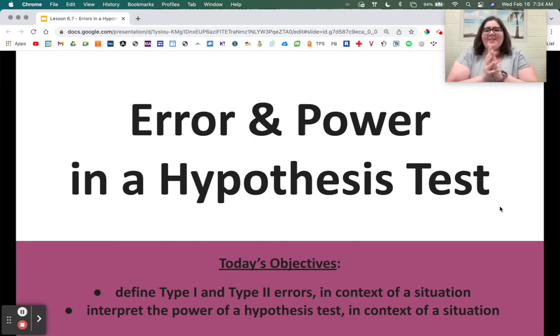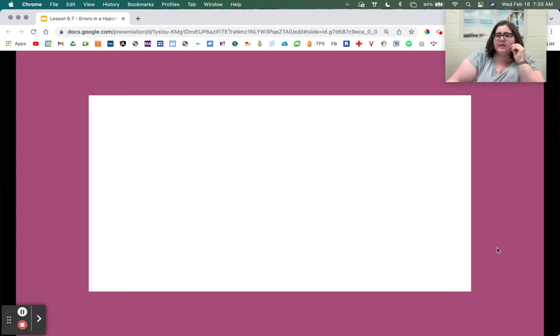Hello again. So today, this is lesson 6.7, we're going to talk about something called error, and then also something called power in a hypothesis test. Our objectives today are to define type 1 and type 2 errors in context and define power in context.